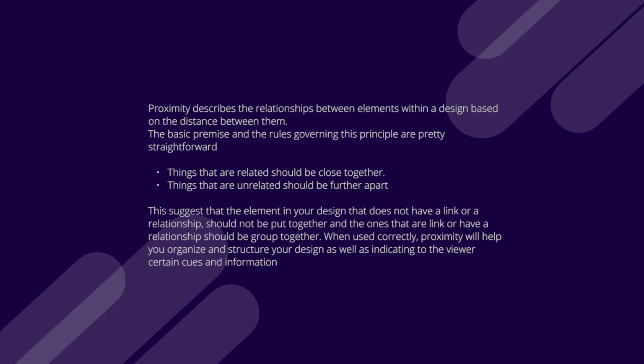Proximity describes the relationship between elements within a design based on the distance between them. The basic premise and the rule governing this principle are pretty straightforward. Things that are related should be closer together. Things that are unrelated should be far apart. This suggests that the elements in your design that do not have a link or a relationship should not be put together, and the ones that are linked or have a relationship should be put together. When used correctly, proximity will help you organize and structure your design, as well as indicate certain cues and information to the viewer.